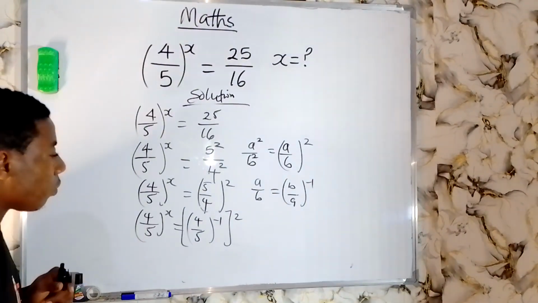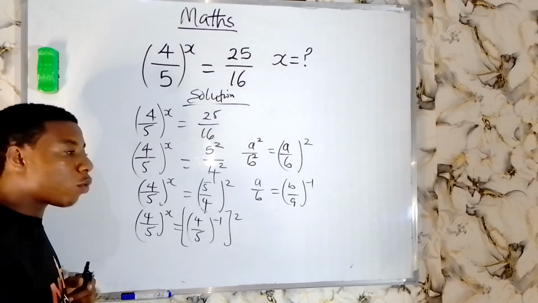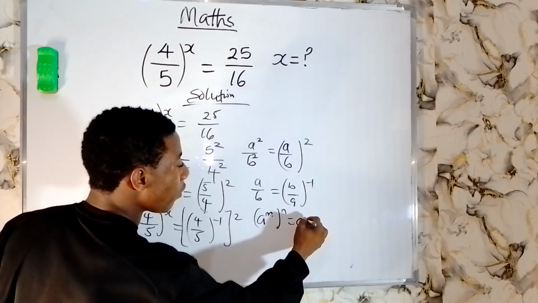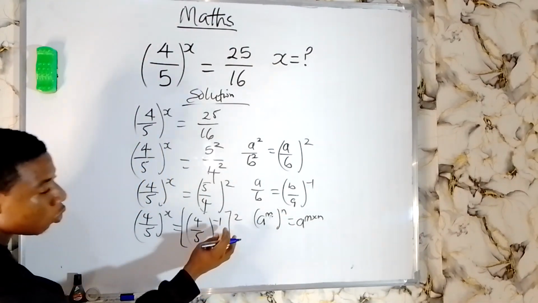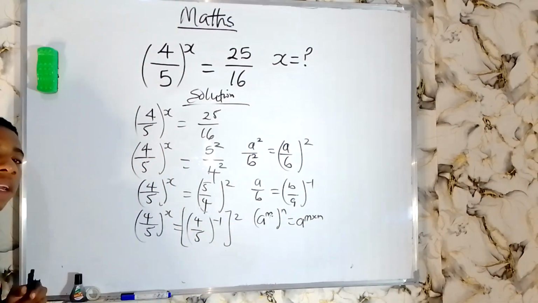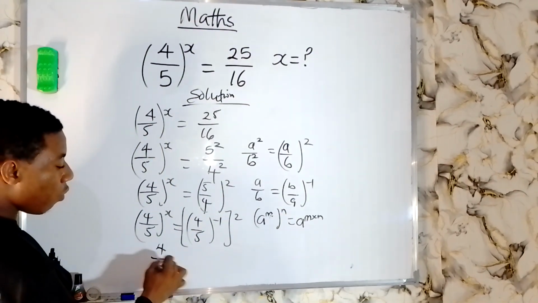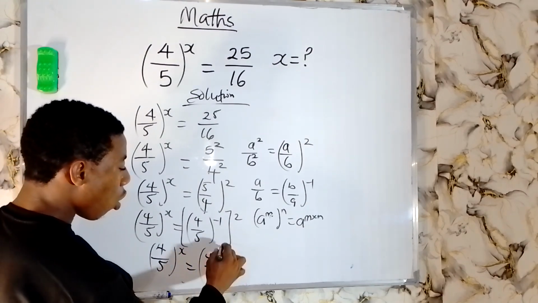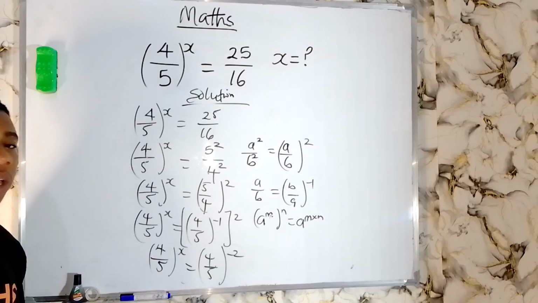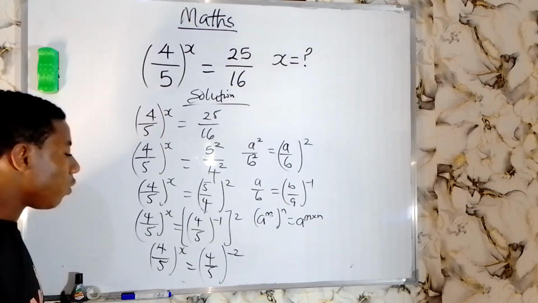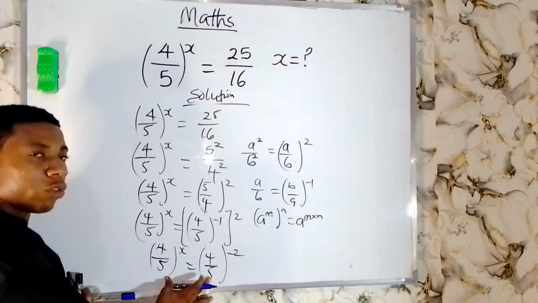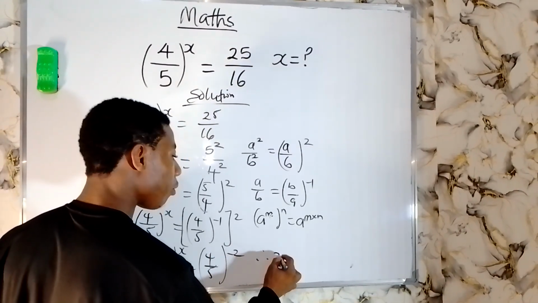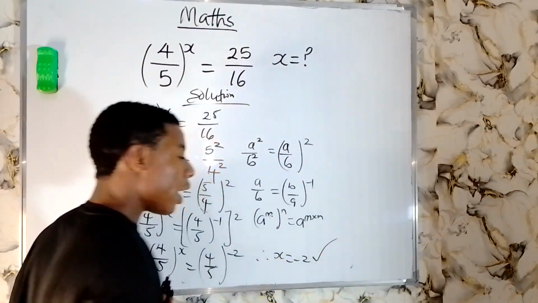So what next is simply applying the power rule by saying that (a^m)^n is the same thing as a^(m times n). So we'll multiply negative 1 times 2 and we have negative 2. So we now have here that (4/5)^x equals (4/5)^(-2). If you're looking at this, logically you can solve this and know that when we have the same base, we equate their exponents. So therefore, x equals negative 2, and negative 2 is the correct answer.